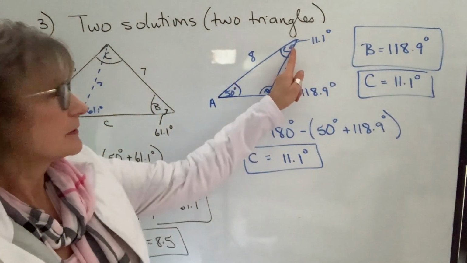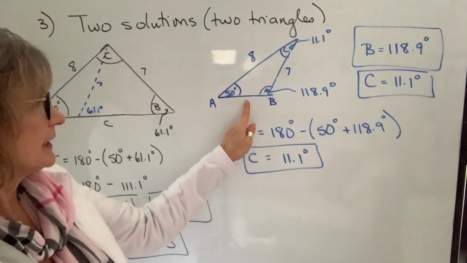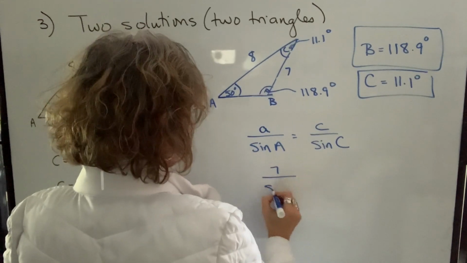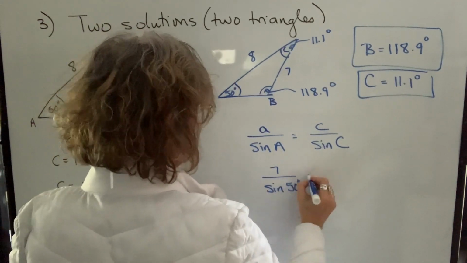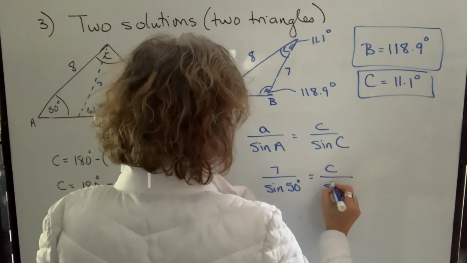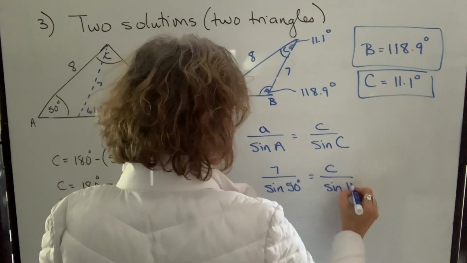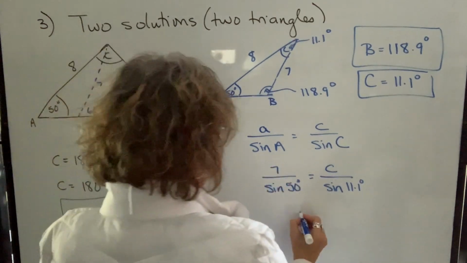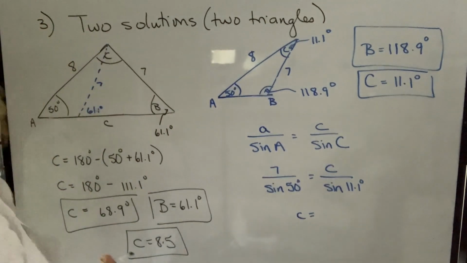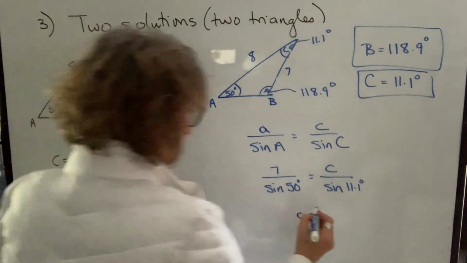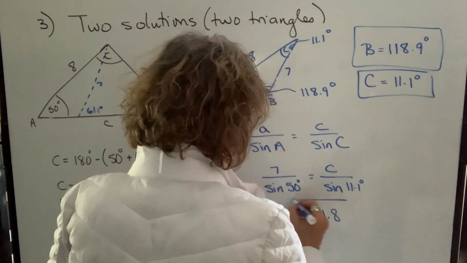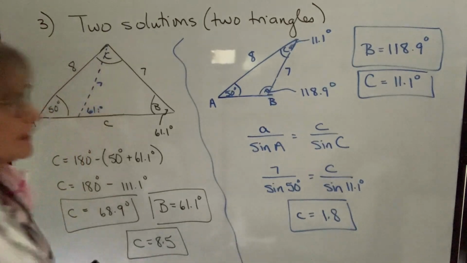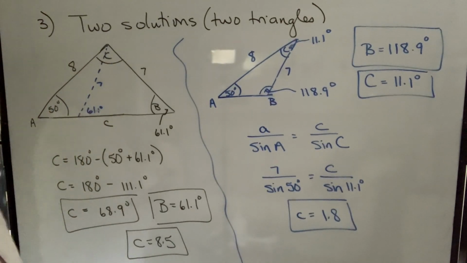Now that I have angle C, I can find side C, the missing side in this triangle. So side A is 7, angle A is 50 degrees. I'm finding side C, and angle C is 11.1 degrees. I multiply both sides by the sine of 11.1. I'm running out of room, so I'll just put the value. C ends up being equivalent to 1.8 units, side C. So those are my two solutions.